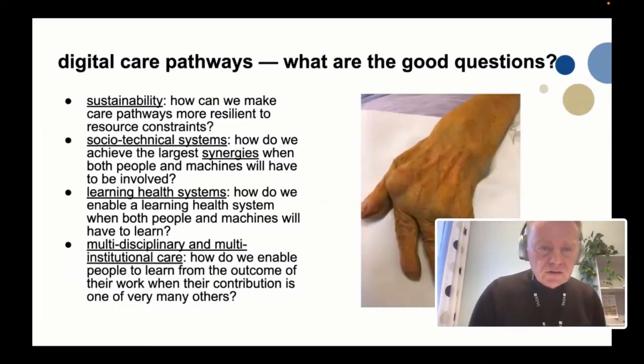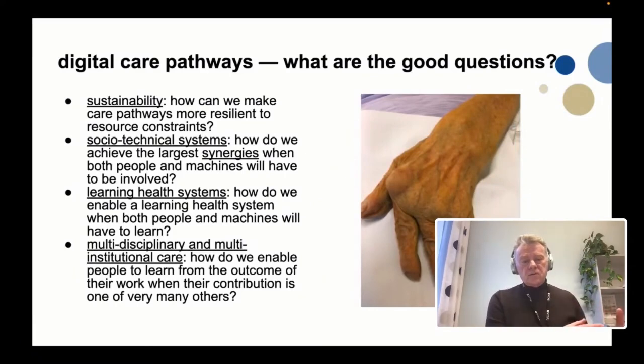So what are the good questions on digital care pathways? We heard about sustainability in the last talk. How can we make care pathways more resilient to resource constraints? Because this is a very obvious thing at this time of demographic change. Related to socio-technical systems, how do we achieve the largest synergies between people and machines? With respect to learning health systems, how do we enable a learning health system when both people and machines will have to learn? And finally, multidisciplinary and multi-institutional care.